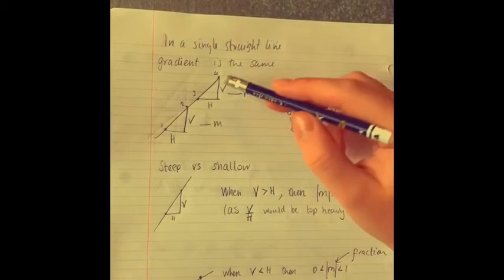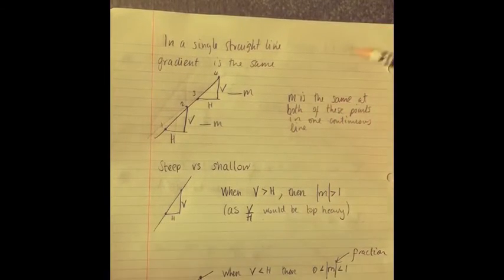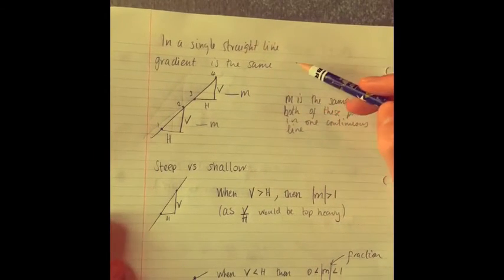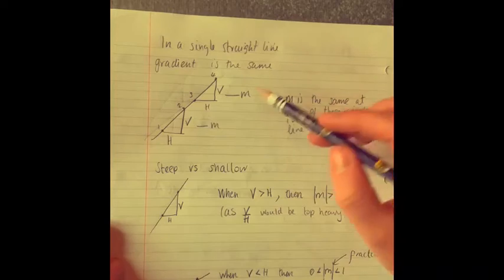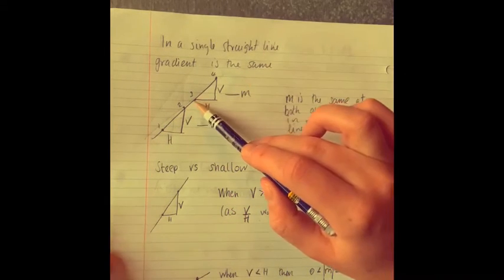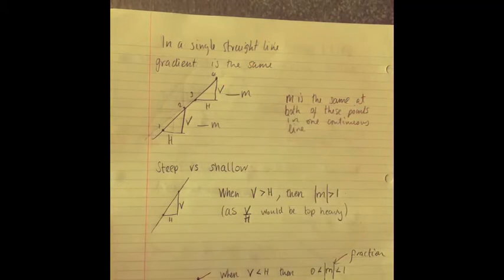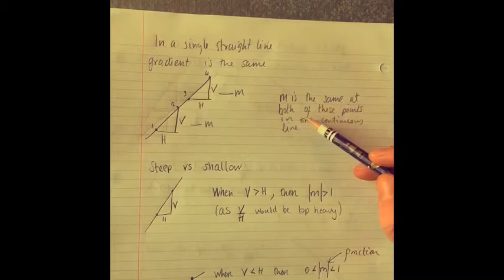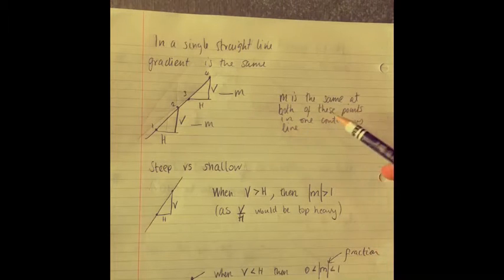Okay, let's have a look at this part here. This is probably more Nat 5 content, but it's still relevant. It's just to basically say that in a single straight line, the gradient is the same. So the gradient between point 1 and 2 is going to be the exact same gradient as point 3 or 4 because they are on the same straight line. Just to clarify, m is the same at both of these sets of points in one continuous line.